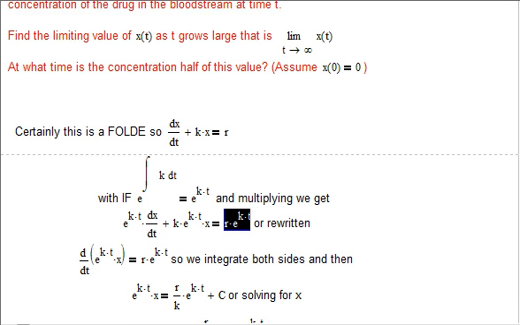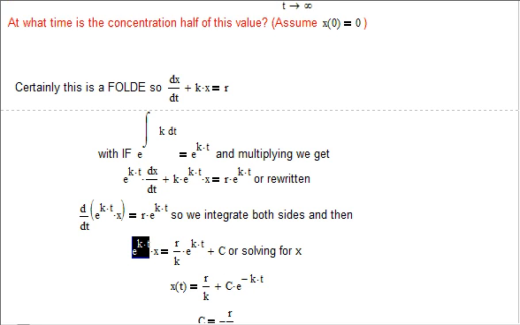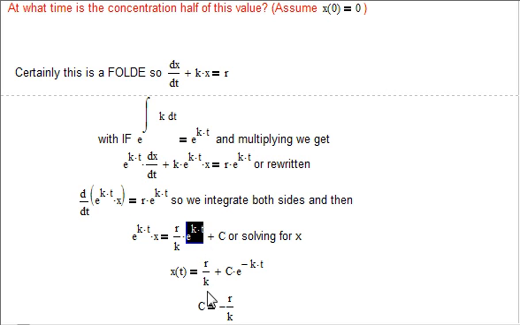Integrate both sides. We have a wonderful situation. e to the kt times x equals r over k times e to the kt. Integrating e to the kt, you understand, is e to the kt divided by k. So r over k, e to the kt plus our constant of integration. To find x, divide both sides by e to the kt. Of course, on this side it cancels out. So we get x of t equals r over k plus some constant times e to the negative kt, since we divided by this.